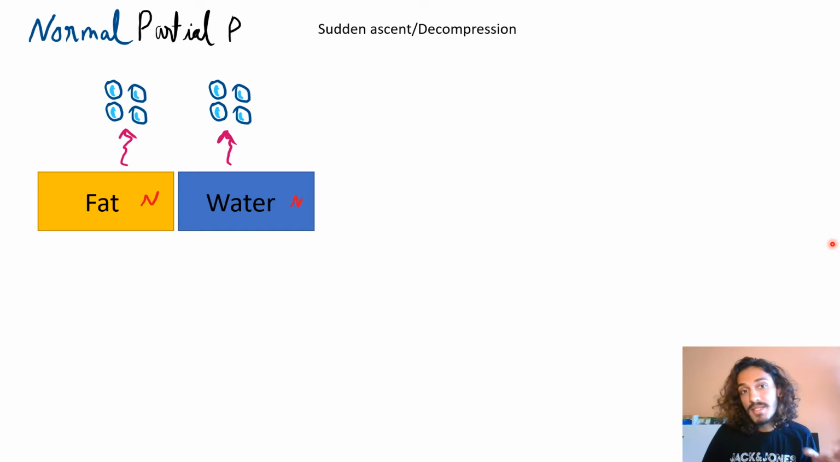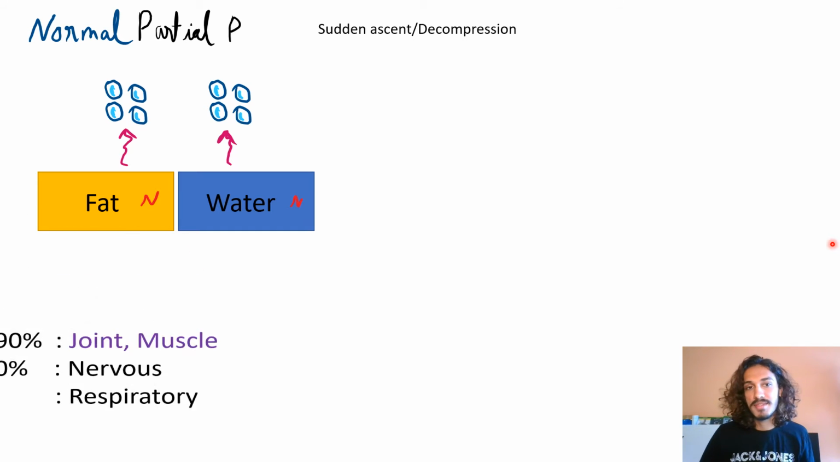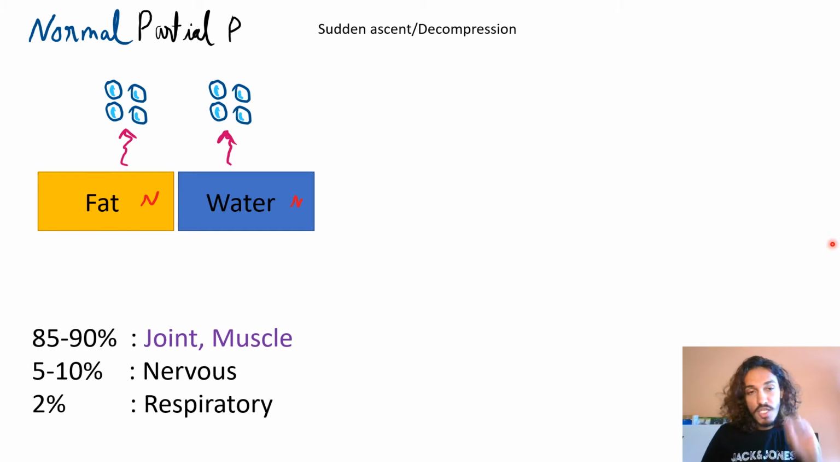Okay, and these bubbles are what majorly causes problems. So that is basically your Caisson's disease. The majority of the problems happen in your joints and the muscles. 85 to 90% of the problems are in your joints as well as the muscle. And then 5 to 10% of the symptoms are nervous, 2% respiratory. So this is basically what happens with your decompression, sudden decompression.